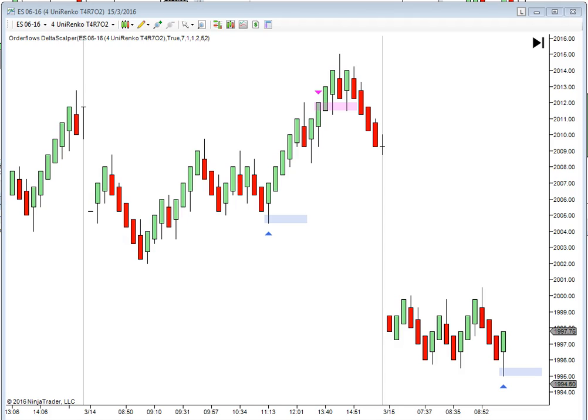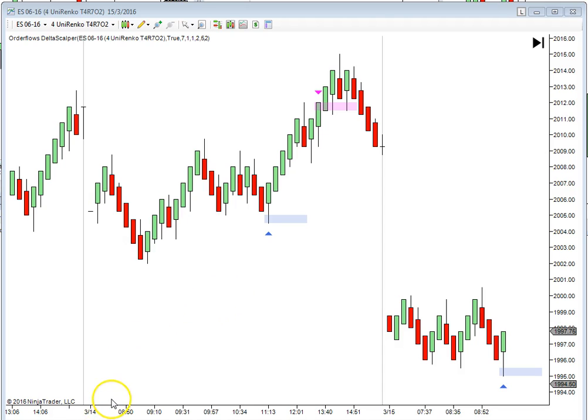Okay, so in this video, I'm going to show Delta Scalper on a Renko chart. This is a UniRenko chart. A question was asked me the other day: how does it work on Renko charts? Well, specifically mean Renko charts. I don't use mean Renko charts. I'm not a big user of Renko charts completely, but I do have some on my trading software. So like I said, this is a 4 UniRenko chart.